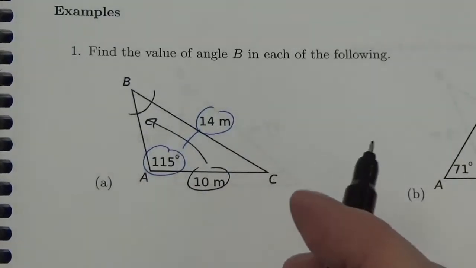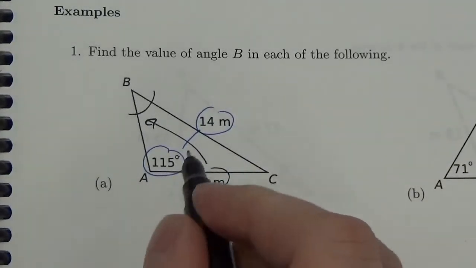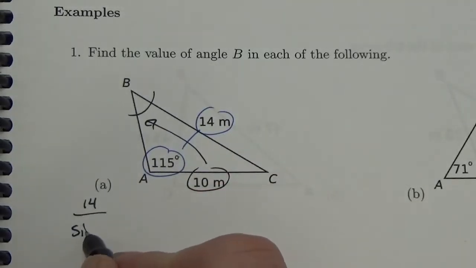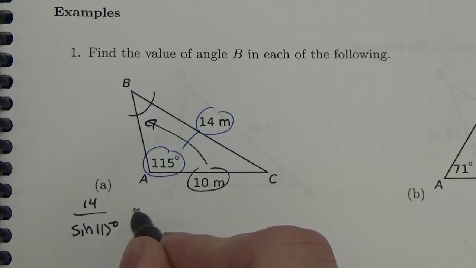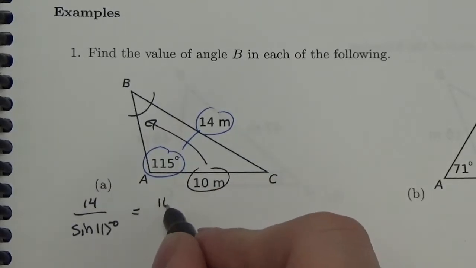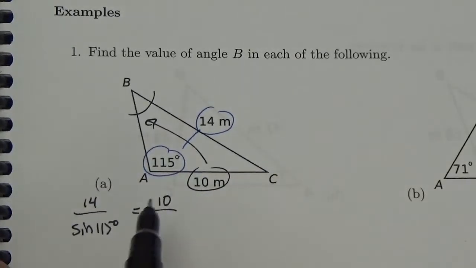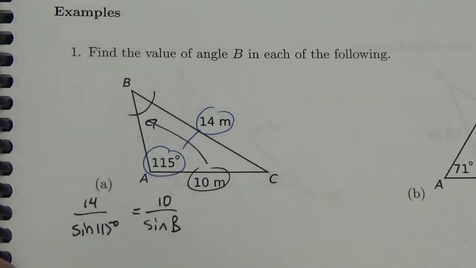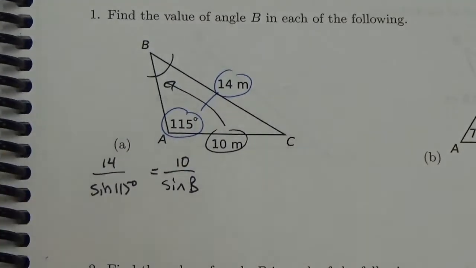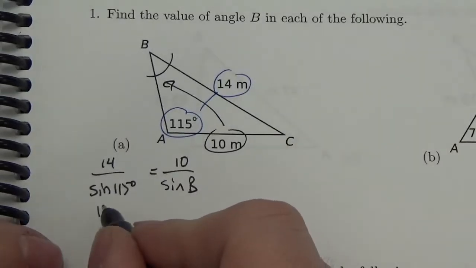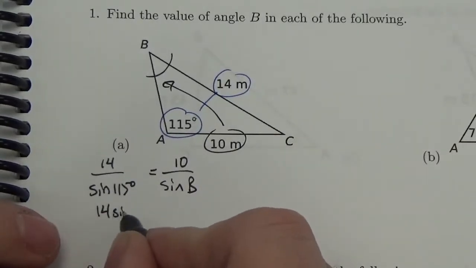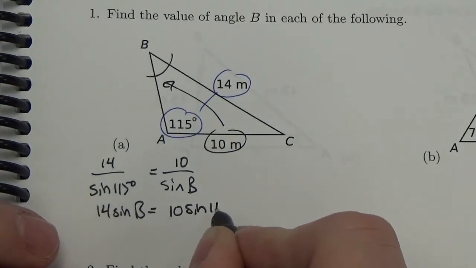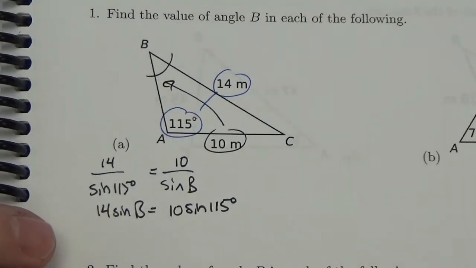So here we go. We're going to set up the sine law. First of all, I'm going to start with this ratio: 14 over the sine of 115 degrees is going to equal 10 over the sine of B. In this case, I know the length of the side opposite, but what I don't know is the angle there. Now, I still cross multiply, so it's 14 times the sine of B equals 10 times the sine of 115 degrees.